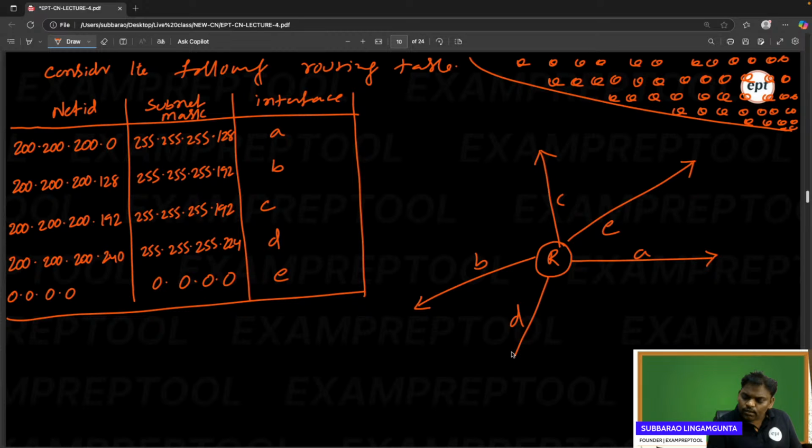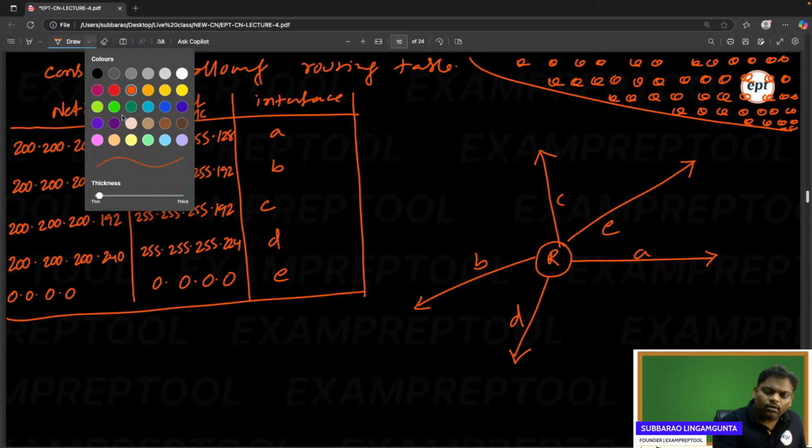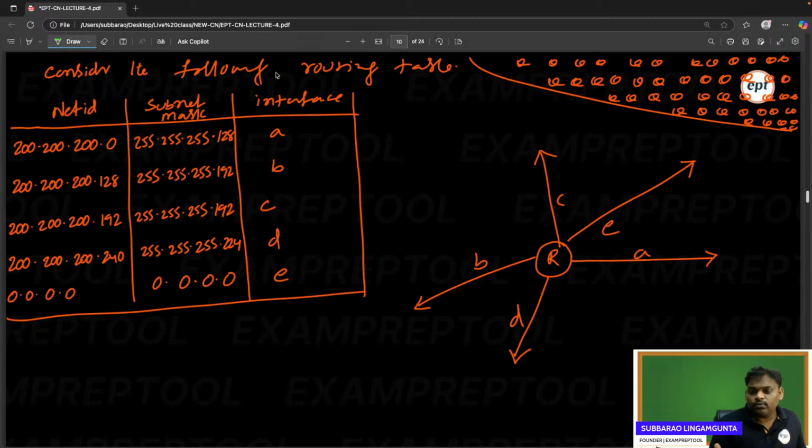Let us assume that as of now, data has come to the router. Router R, which contains a routing table, some data has come. The name itself says router. A router is the one which will show the route, the path. If any packet comes to the router, it will show the path.